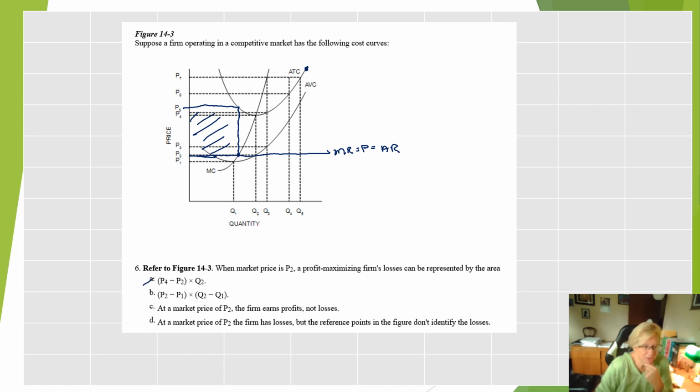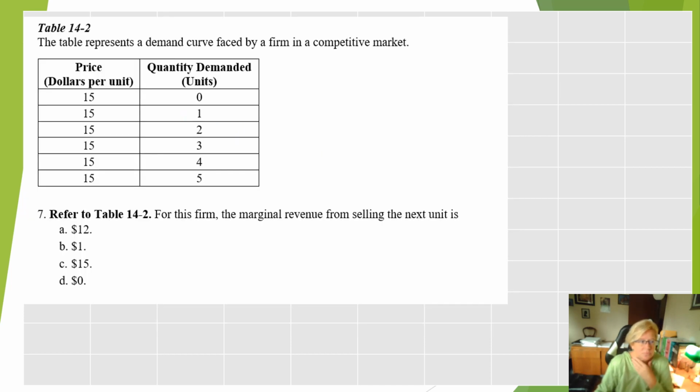P2 minus P1, no, that's not even right. At a market price of P2, the firm earns profits. No, it doesn't, because we're below the average total cost curve. At a market price of P2, the firm has losses. Agreed. But the reference points in the figure don't identify the losses. I would agree with that one. Okay.